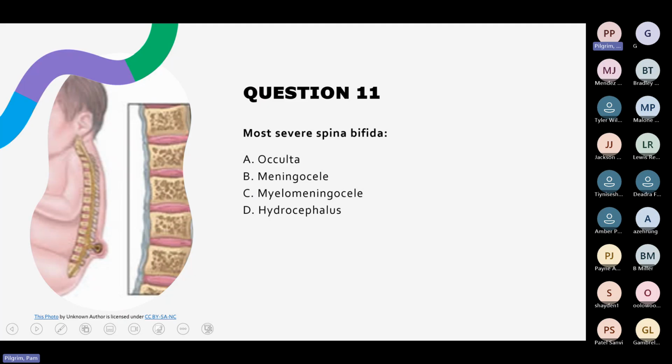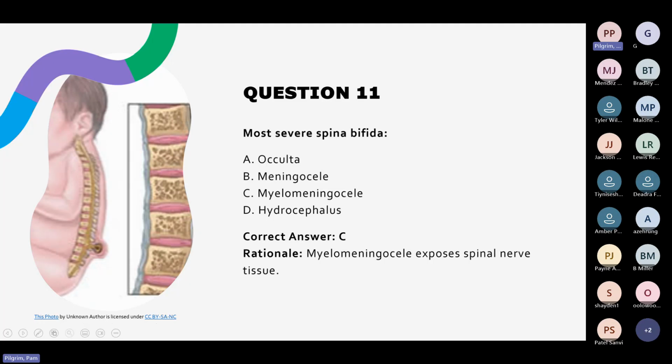Which is the most severe spina bifida? The answer is C, myelomeningocele, because that exposes the nerve tissue.